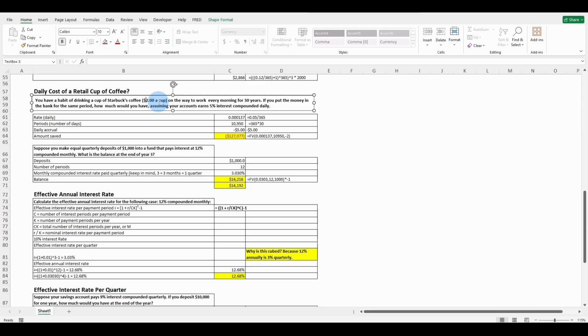What do you think it is now? $5 a cup? I don't know. We'll say $5. On the way to work every month for 30 years. If you put the money in the bank for the same period, how much would you have? Or how much will you waste by walking into Starbucks and paying them for a $5 cup of coffee when you can brew it yourself for 90% less?